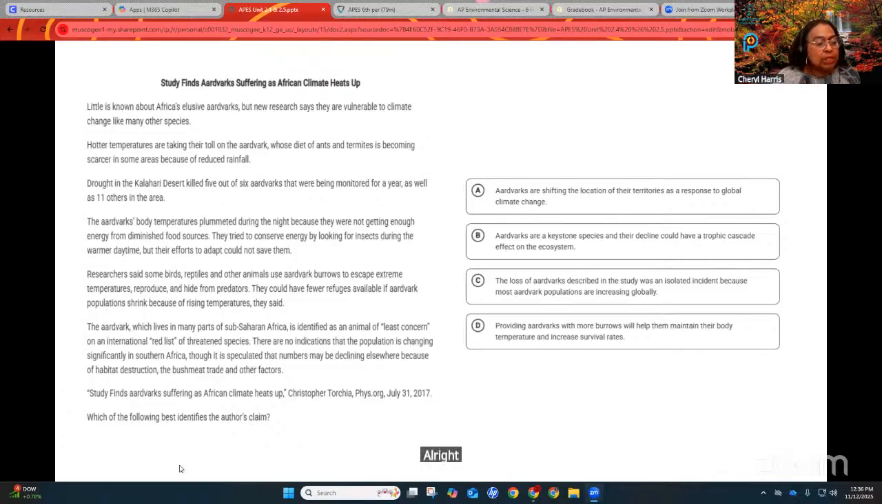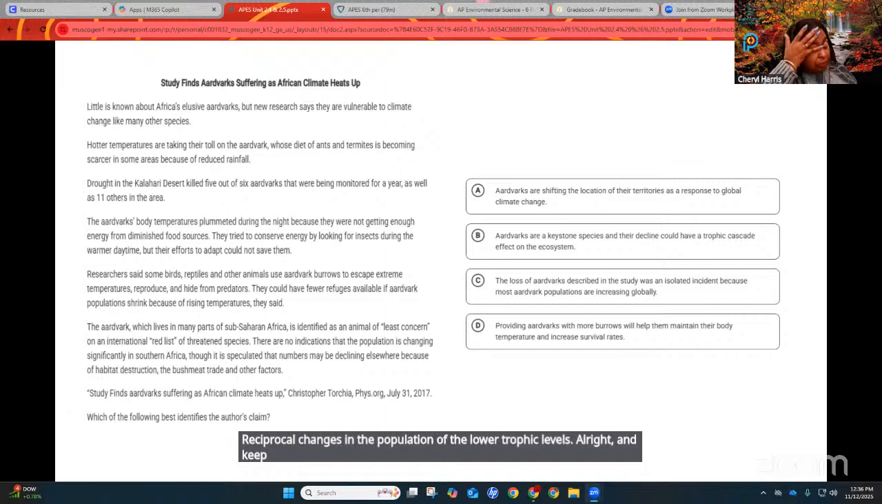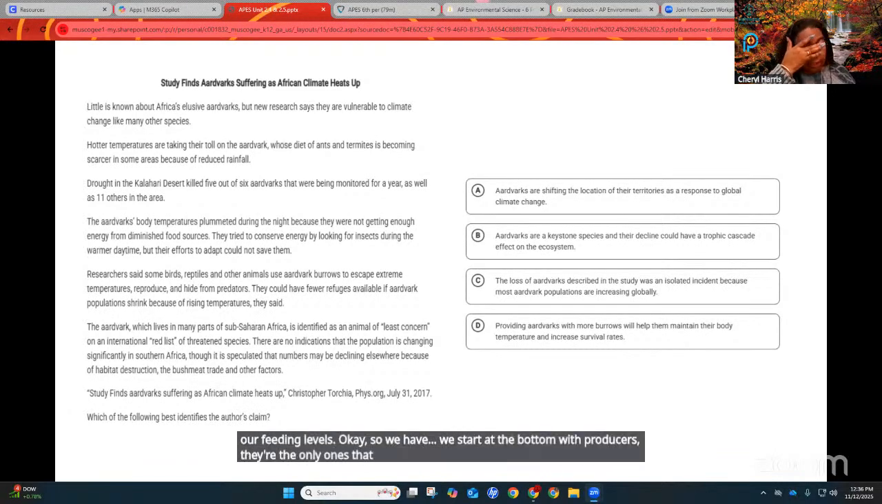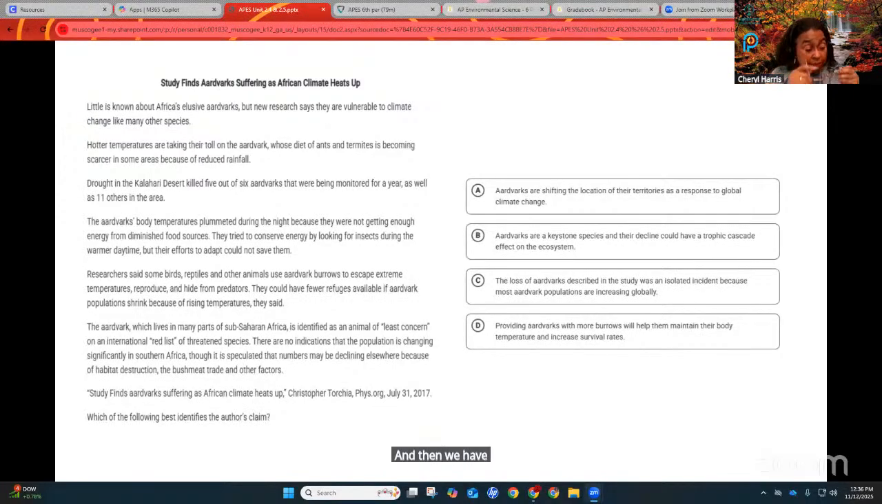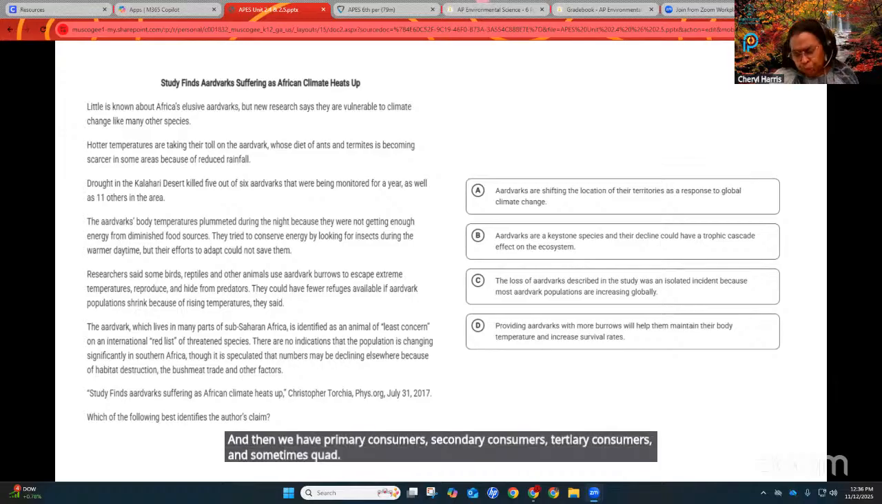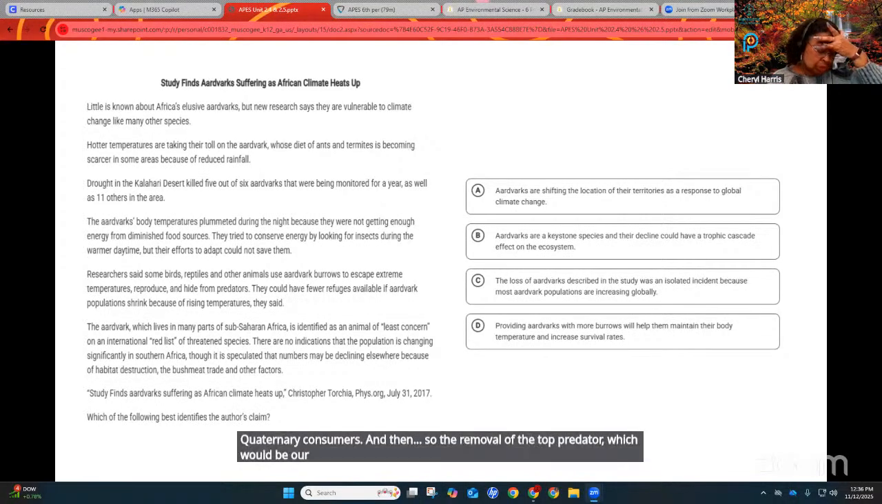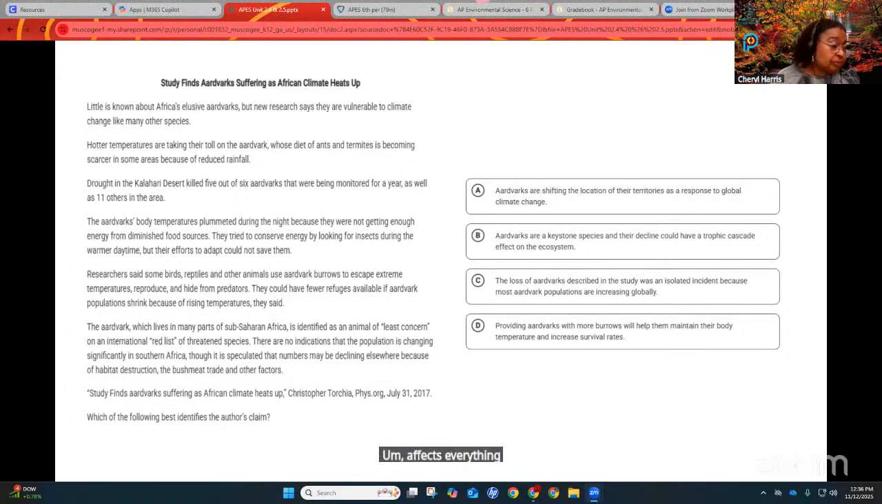All right, Kia says it's the removal of a top predator that causes reciprocal changes in the population of the lower trophic levels. All right, and keep in mind, trophic levels are feeding levels. Okay, so we start at the bottom with producers. They're the only ones that make their own food. And then we have primary consumers, secondary consumers, tertiary consumers, and sometimes quaternary consumers. So the removal of the top predator, which would be our tertiary or quaternary consumer, affects everything underneath it.